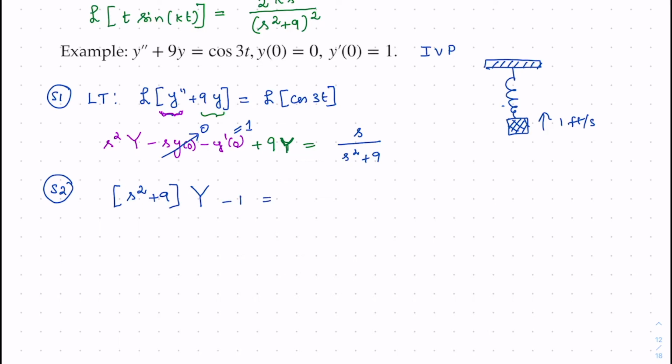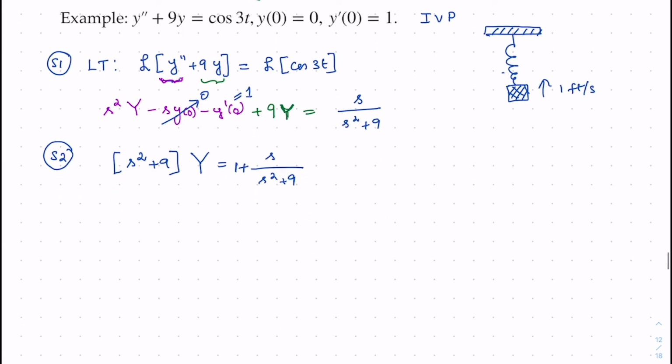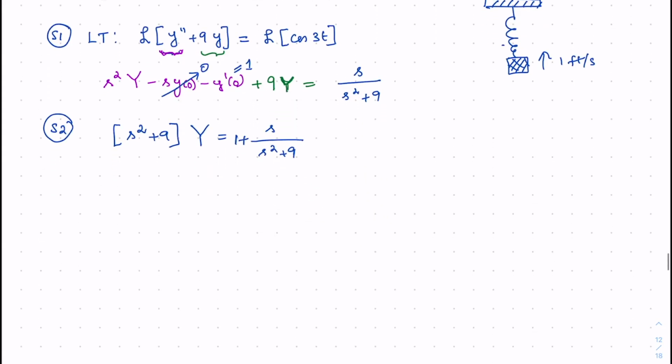And when I move this to the other side, it's going to become a plus 1. When I do that, this is going to be 1 plus half of that, right? And that's what we have right there as the Y. I still have not solved it. I'm still working on it.